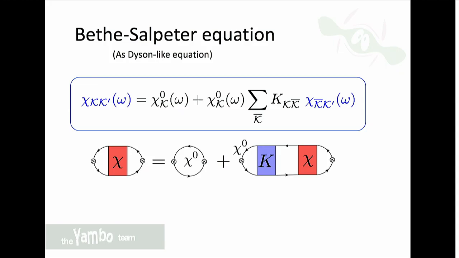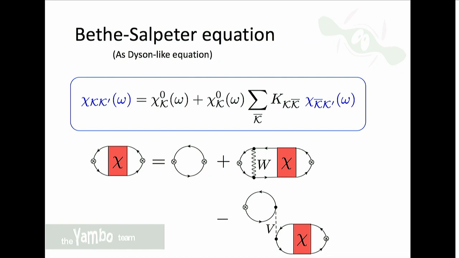Of course, this kernel, we can divide it in this way: W, the attractive term, and V, the repulsive term. Okay. Now, we arrived at this equation, but still we don't know what chi is. So we didn't really solve it, right? We just reworked it.